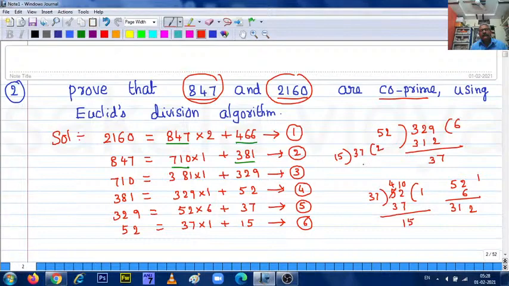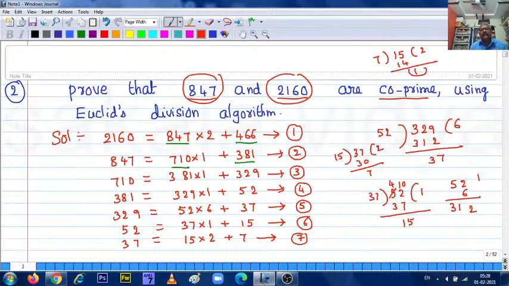15 threes are 45, 15 twos are 30. We have 7. So 37 equals 15 into 2 plus 7. This is the seventh step. Now 15 is divided by 7. 7 twos are 14. So you have one remainder. So that means 15 equals 7 into 2 plus 1. Say, this is the eighth step.